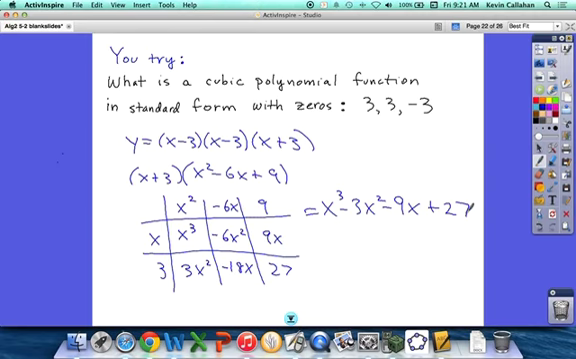So I got x to the third minus 3x squared minus 9x plus 27. Did you get that? So you have a way to get it without actually having to do that work right there. And presumably we already know how to make our models, so it works. Okay, we're almost done. It's a long lesson.